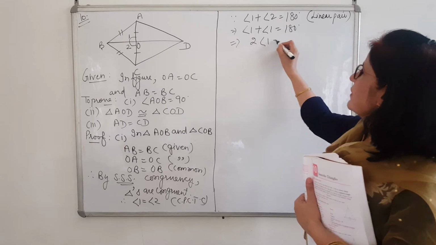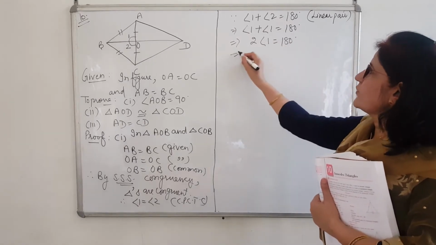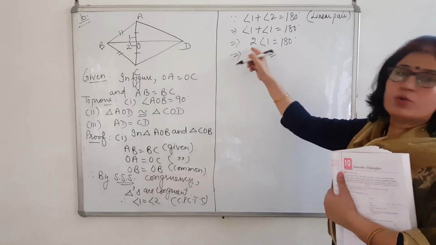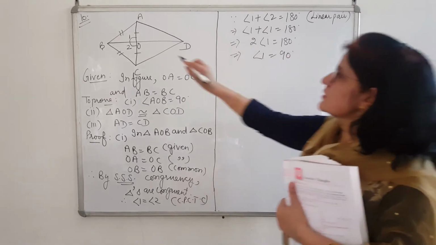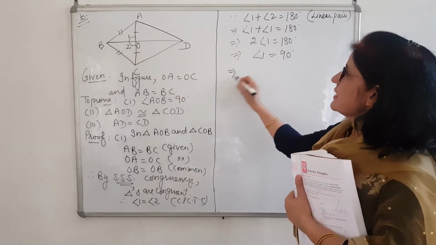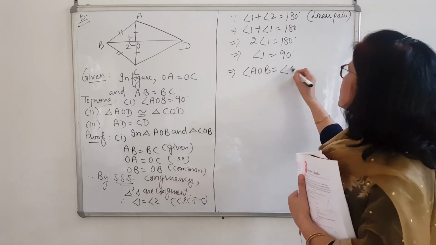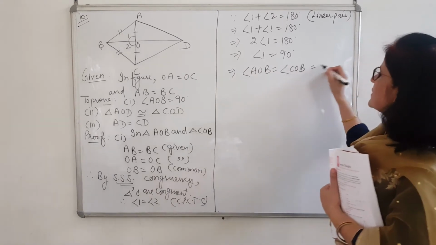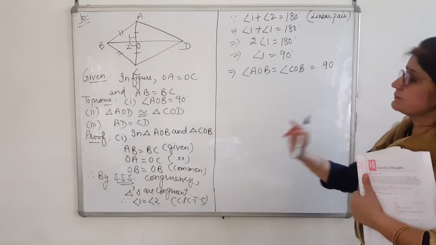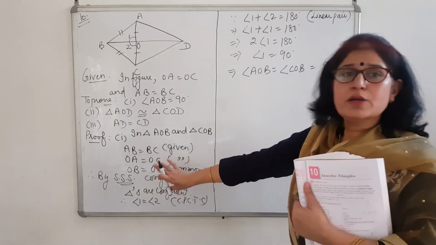Twice of angle 1 is equal to 180, and what will be angle 1? 180 upon 2, 90 degrees. So this comes 90. That means angle AOB is equal to angle COB equals 90 degrees. So our first part we have proved.